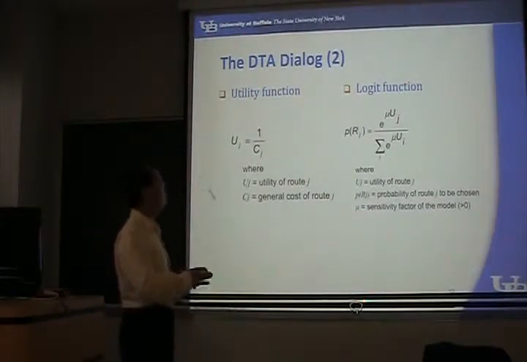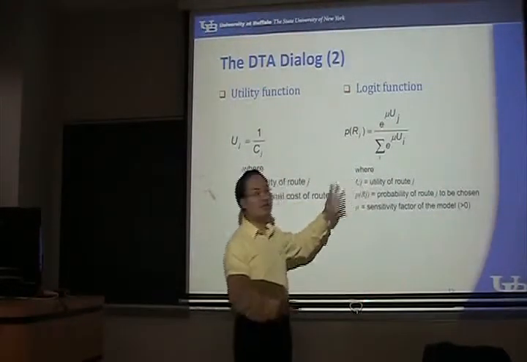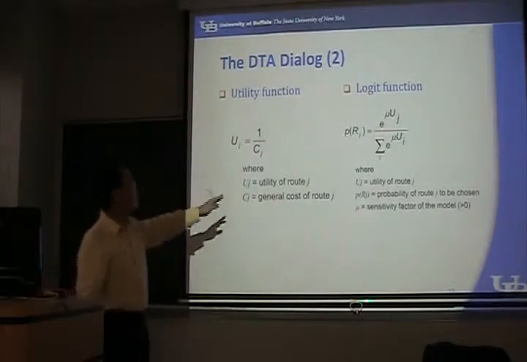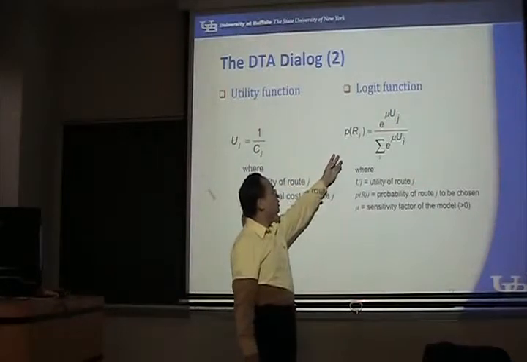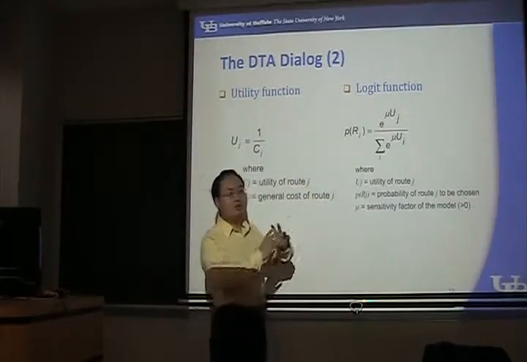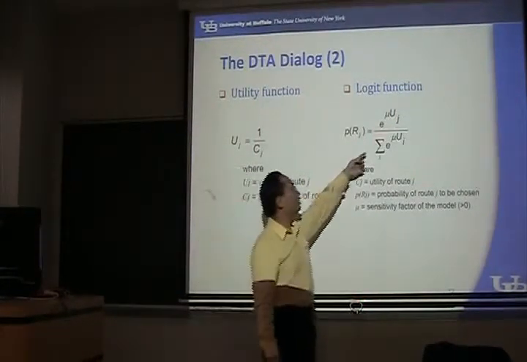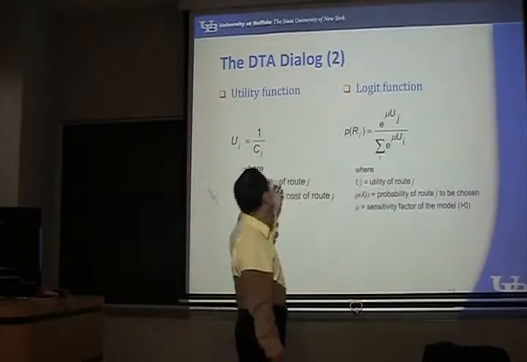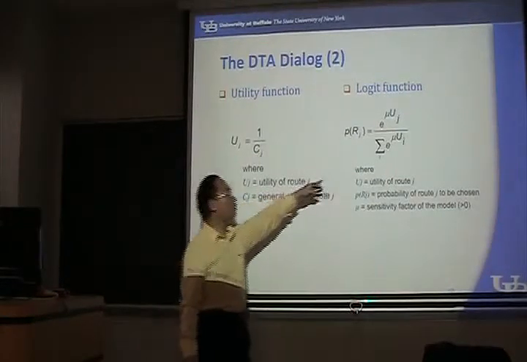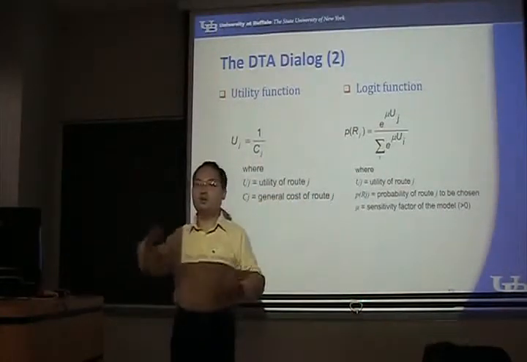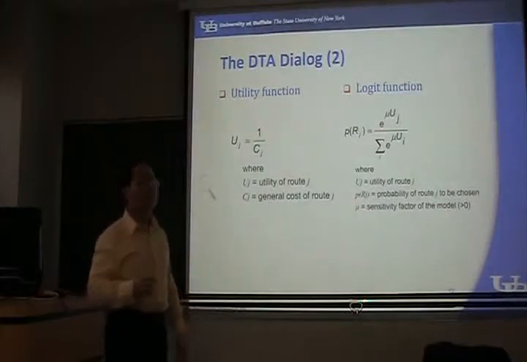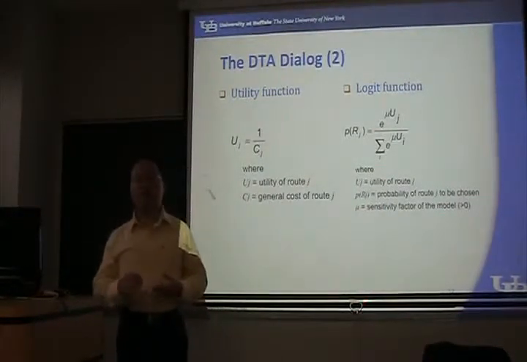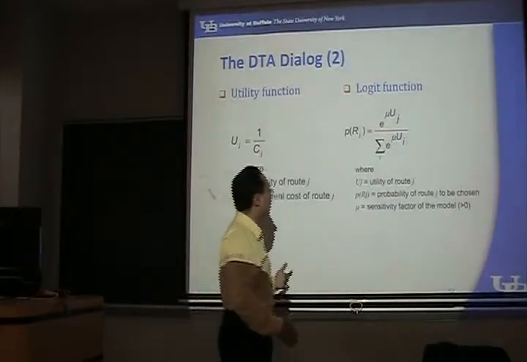This is the first type of function we can use, but it's not used in route choice. It's used in parking lot choice. But let me explain this first. This is the model. So the probability of selecting route J is equal to e to the power of a factor mu multiplied by this utility, divided by the sum of e to the power of mu times utility. This is called the logit model. It's a very basic model in the field of discrete choice modeling.